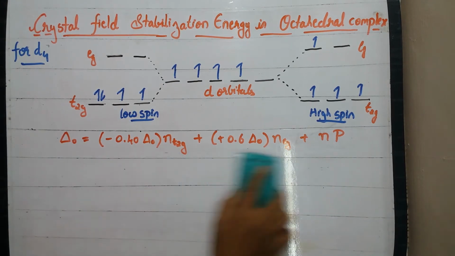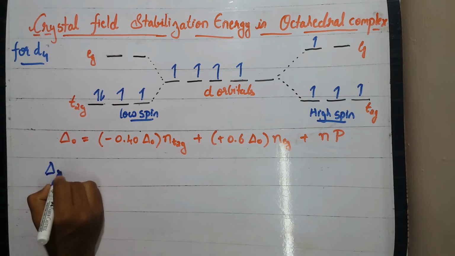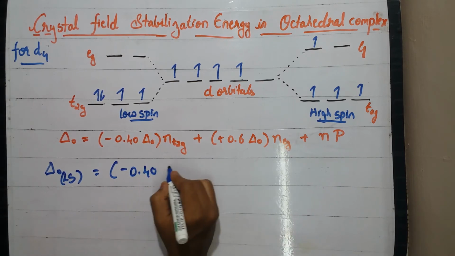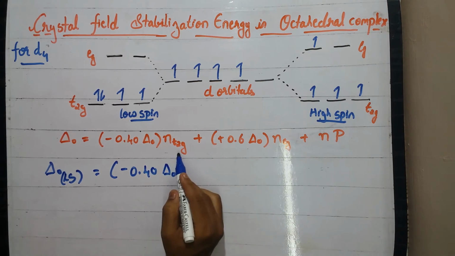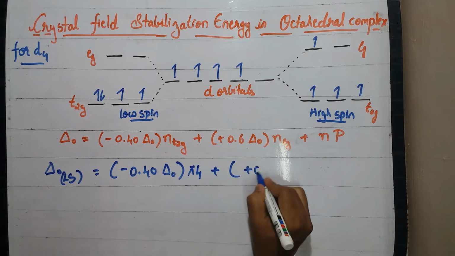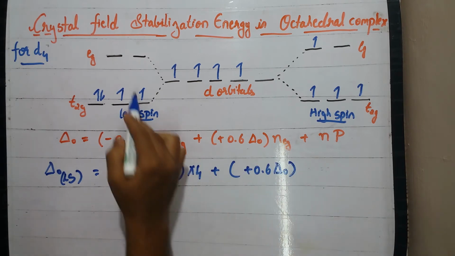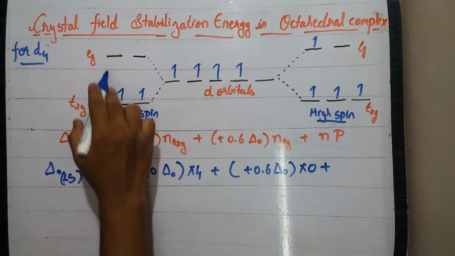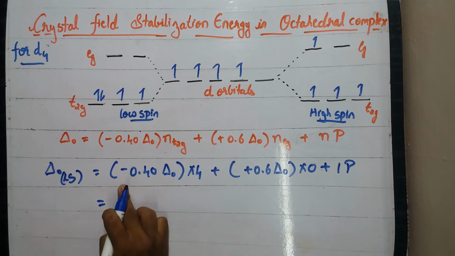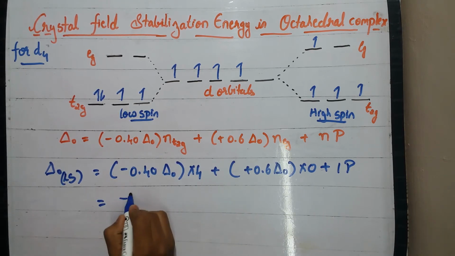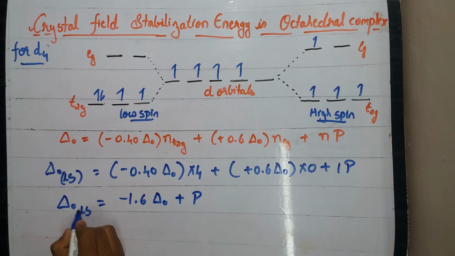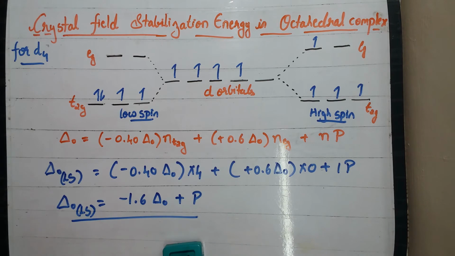So to calculate the CFSE for a low spin complex, it would be minus 0.40 delta naught into the number of electrons in the T2g level, which is 4, plus 0.6 delta naught into the number of electrons in the Eg level, which for low spin is 0, plus the number of paired electrons, which is 1, into P. Now it would become minus 1.6 delta naught plus P. So this is the value of CFSE for a low spin complex for a d4 system.